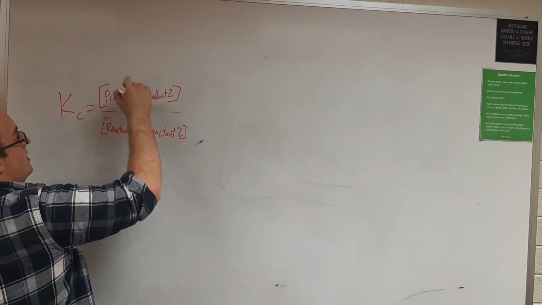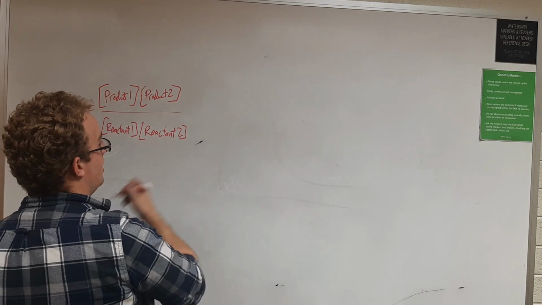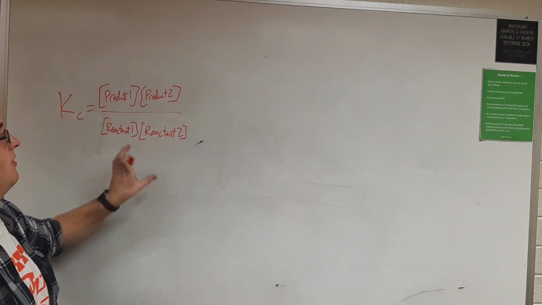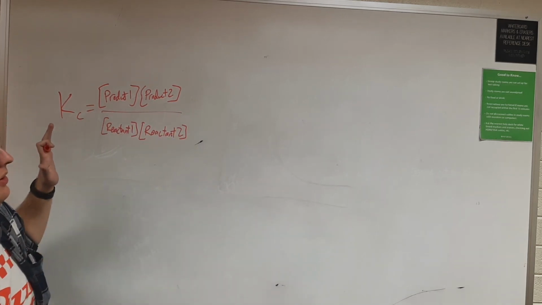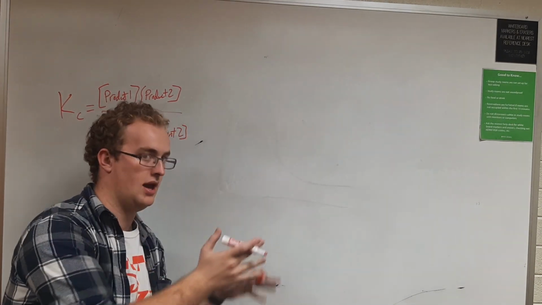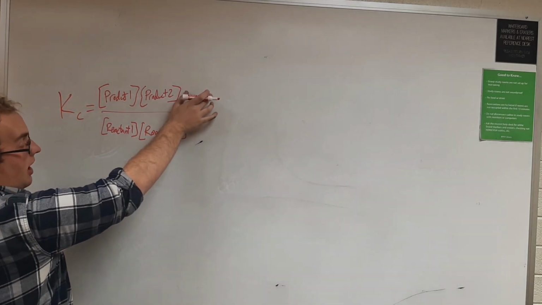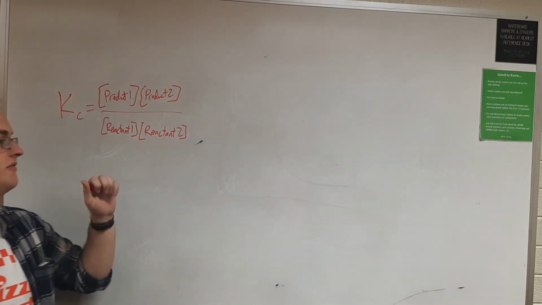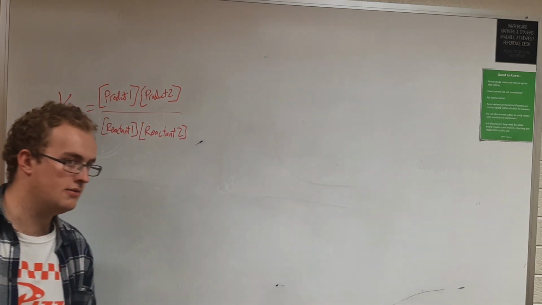Then, if this number is bigger than this number, your K sub C will be bigger than 1, right? If you have like 1.5 over here and 1 right there, then K sub C will be 1.5, which is bigger than 1. That means your equilibrium has about more products than it does reactants. It's more heavily on the product side. Now, if you have a bigger number on the bottom and a smaller number on the top, that means your K sub C is going to be less than 1. That means if you're looking at your equilibrium, that's going to lean more towards your reactants than your products.